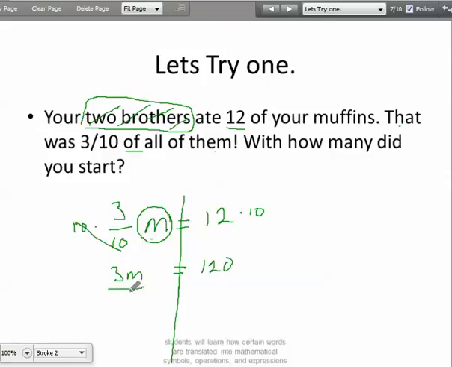Now I'm going to divide by 3. Why am I dividing by 3? Because 3 divided by 3 is 1. That's going to tell me m. How many muffins I started with? Well, I need to divide this side by 3, and I started with 40 muffins.